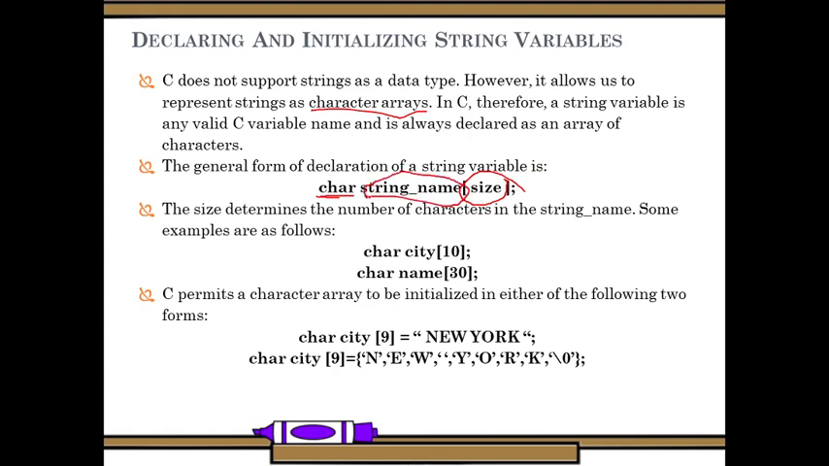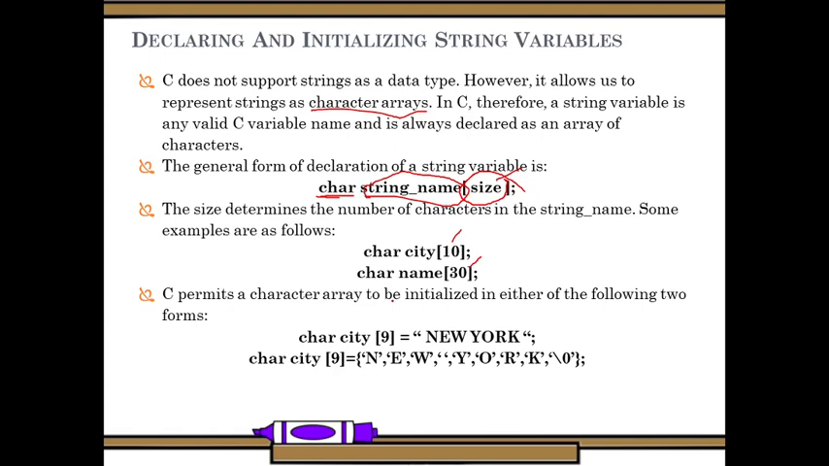This is user defined; you should give a valid identifier name the way you normally do. Then the size of the string, how many characters you want to display in the string, for that purpose you can use it. The size determines the number of characters in a string. Okay, in one string, how many characters there will be, that is the size. And then some examples are as follows. For example, char city[10], there are 10 characters in a city, and name consists of 30, right?